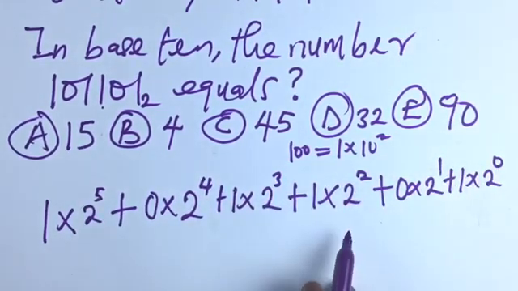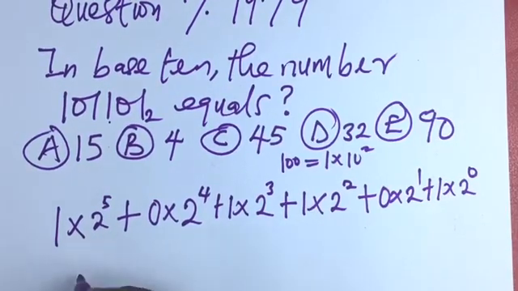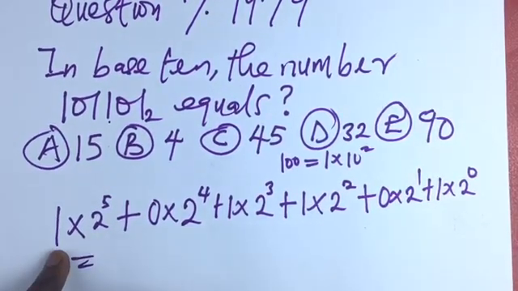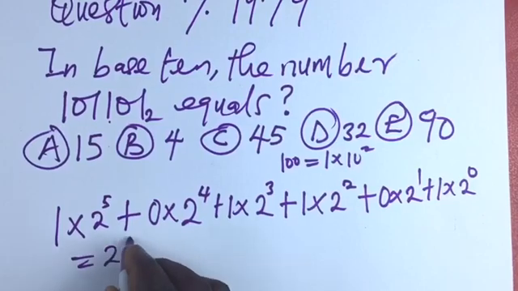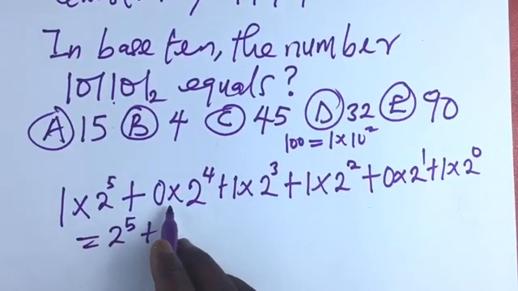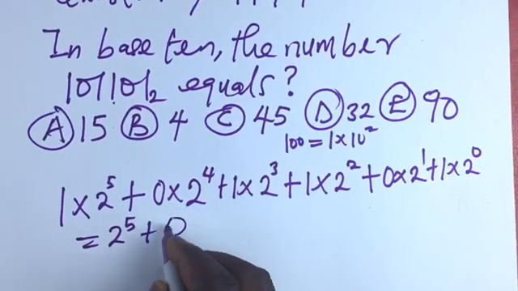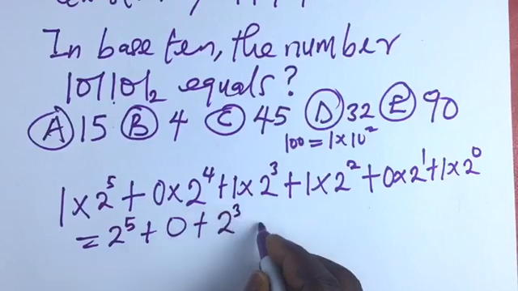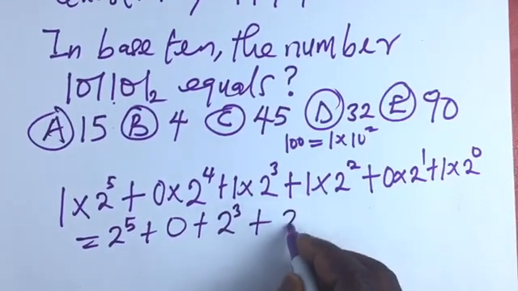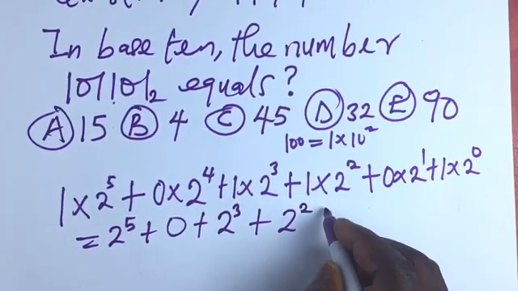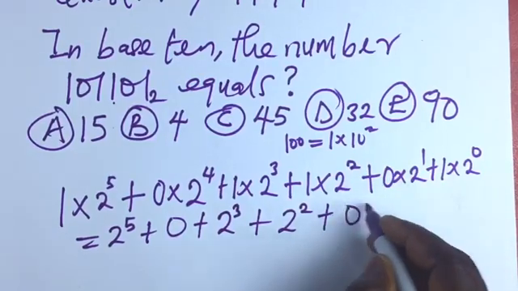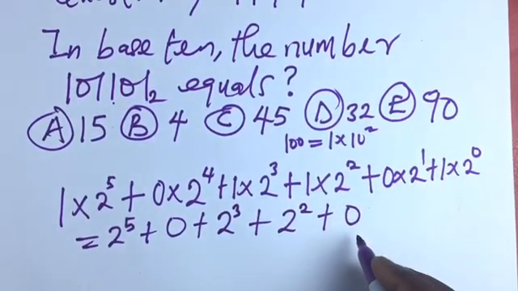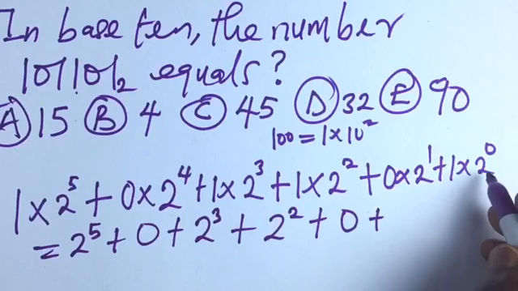Once you are here, all you do is 1 times 2 raised to the power 5 is 2 raised to the power 5, plus, whenever you are multiplying anything by 0, it becomes 0 automatically, plus 1 times 2 raised to the power 3, that's 2 raised to the power 3, plus 1 times 2 raised to the power 2, that's 2 raised to the power 2, plus 0 multiplied by 2 raised to the power 1, which is also 0, plus, now here comes the trick.